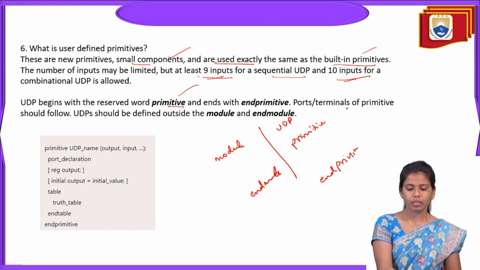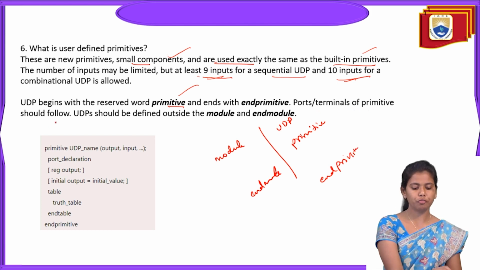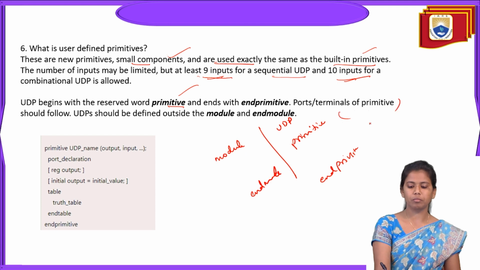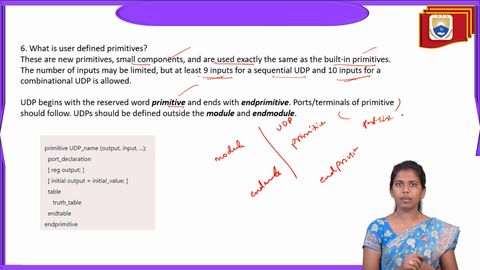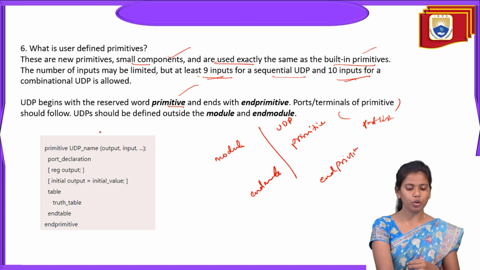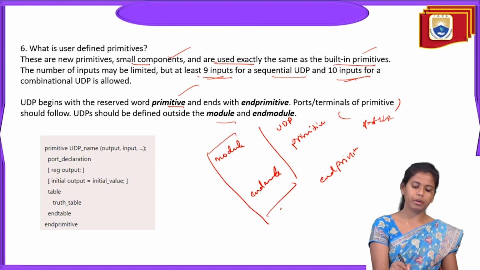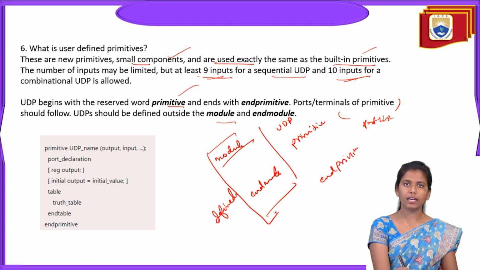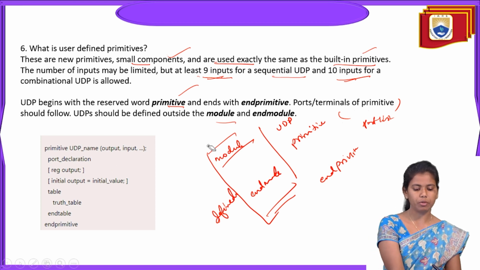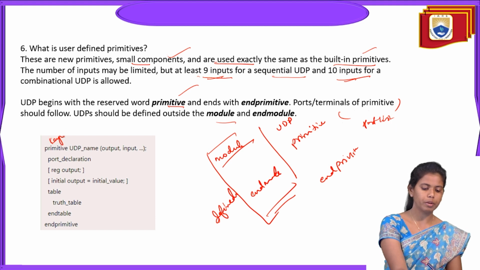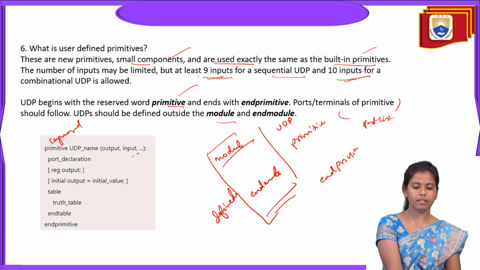Then the ports and terminals of the primitive should follow, followed by the port list. In this port list, the terminals of the primitive can be mentioned. And then a UDP should be defined outside the module and endmodule. So the primitives can be defined outside the module and endmodule. In this particular example, if you observe, we are starting the code with the keyword primitive, then the UDP name, and this is a port list.